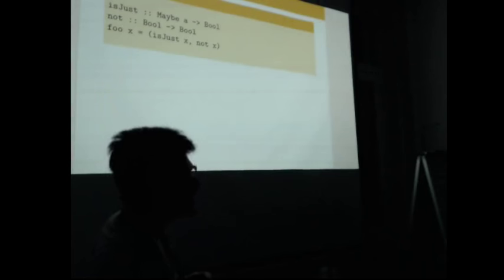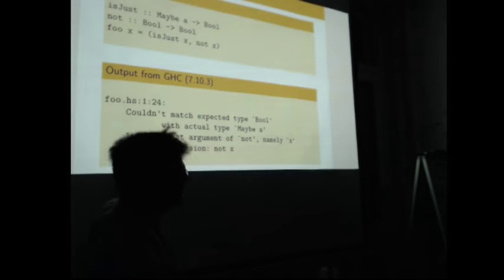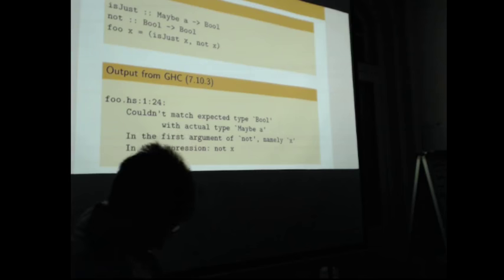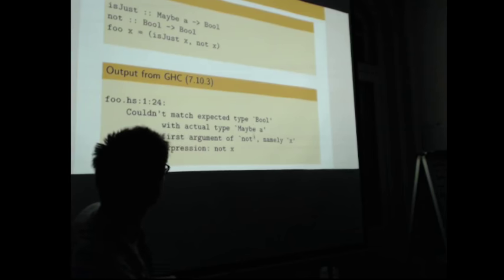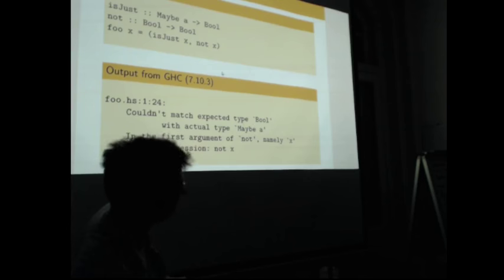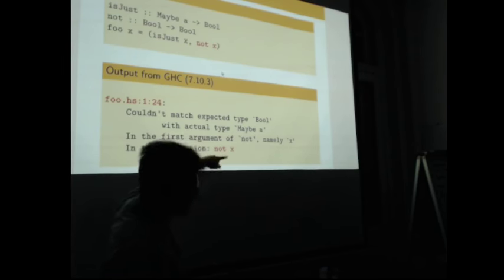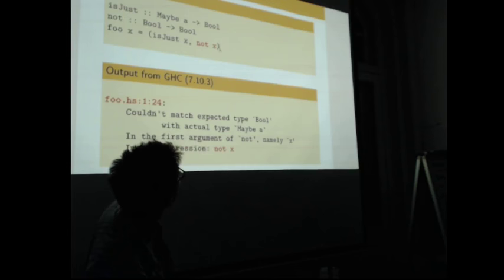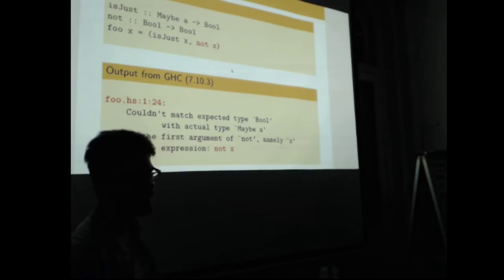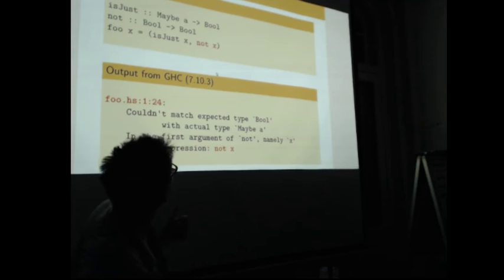Right. So what is not well typed here? The X. Which X? So suppose that you pass this program to GHC. GHC will tell you that bool and maybe A don't agree in the first argument of not. It says that the first argument of not here, this X, has type maybe A, but it should have type bool, right?